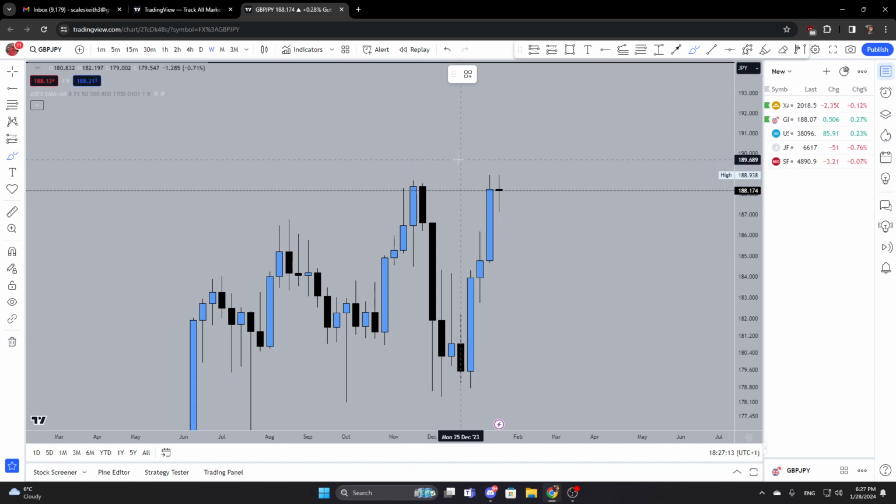So, you know, who's complaining? Why do you think this weekly candle closed like this? Well, because we have 3 days left on the monthly time frame.